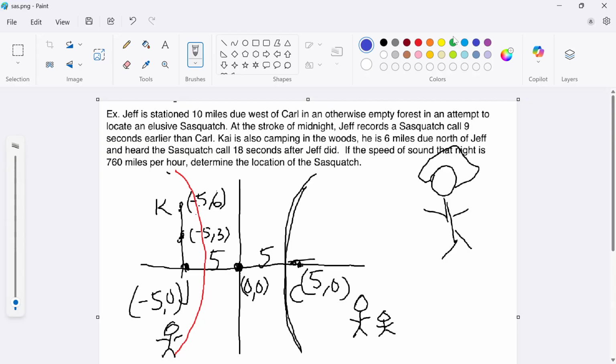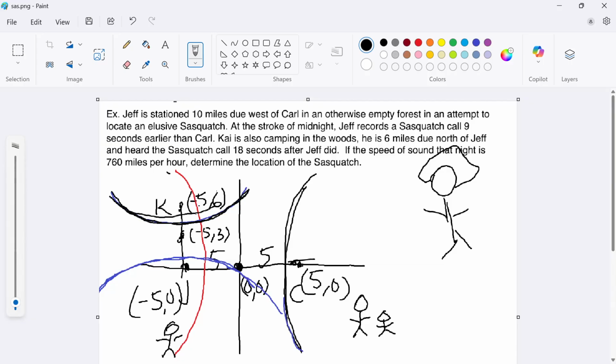Okay, but anyway, so Carl could be on that one. And then on this one, this is the possible location of Sasquatch. I don't know, it probably crosses somewhere over there. But this picture might not be accurate, but Bigfoot, Sasquatch has to be closer to Jeff than Kai. So it's got to be somewhere on, I should have, again, drawn this one in black. It has to be somewhere on the blue one.